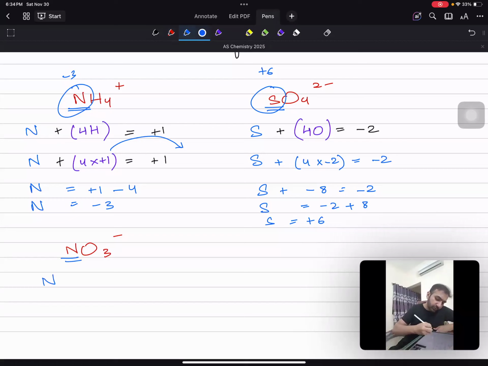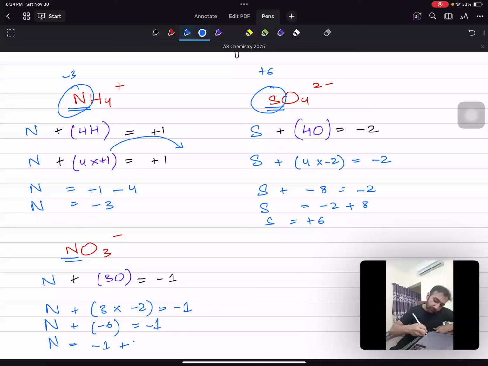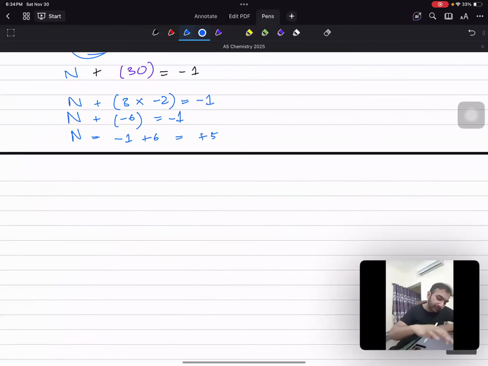There's a single nitrogen over here, and there are 3 oxygen ions over here, and that gives you a total of -1. Now nitrogen plus 3 oxides is equal to 3 times -2, because each oxide is always -2. Nitrogen plus -6 is equal to -1. Nitrogen is equal to -1 plus 6, which is equal to +5. So nitrogen's oxidation number in nitrate ion is +5. Let's have a few more examples.